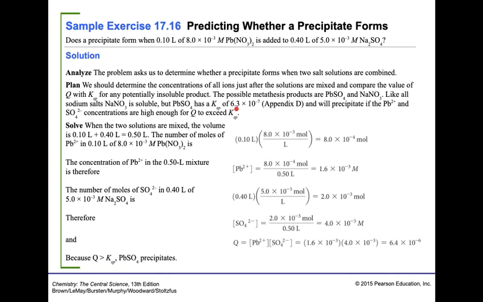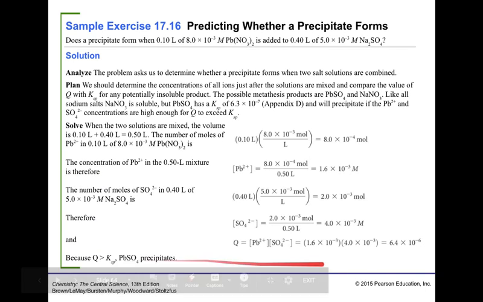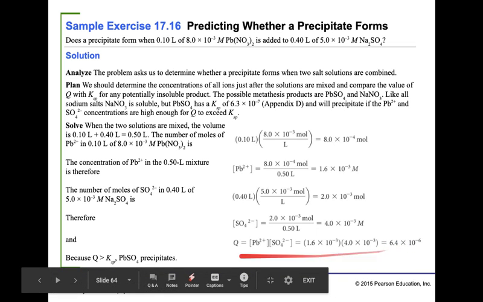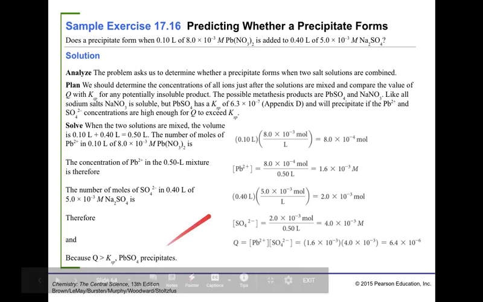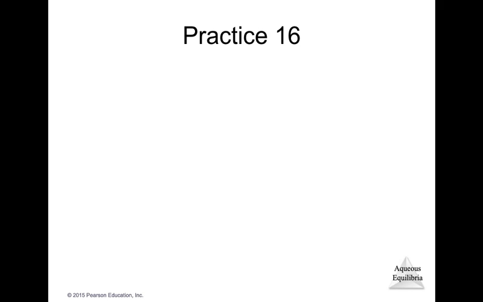So is the precipitate going to form? Yes. Why is it going to form? It's because the Q is greater than that KSP value. So there's going to be a precipitate. Okay? So go ahead and finish practice 16. Give the video a pause at this point, and then come back and check.